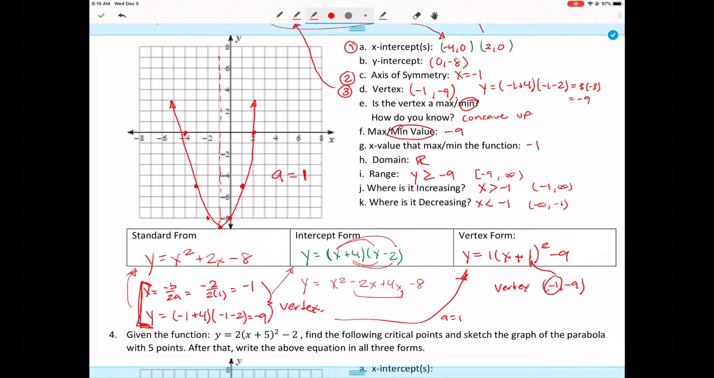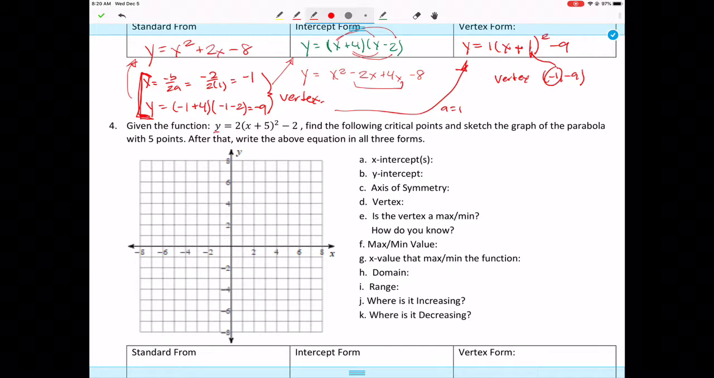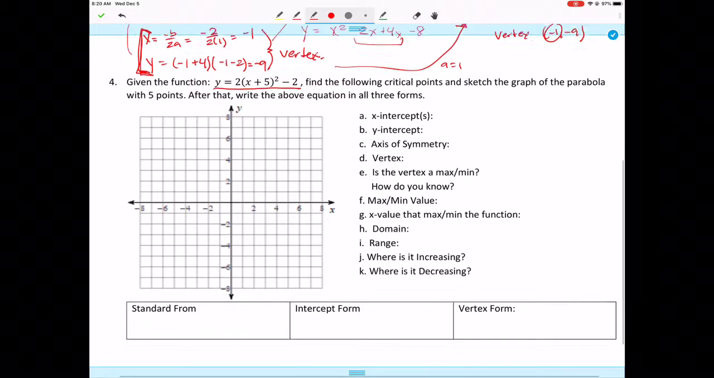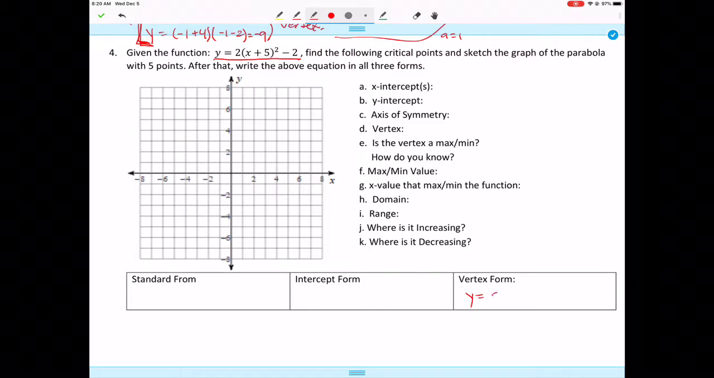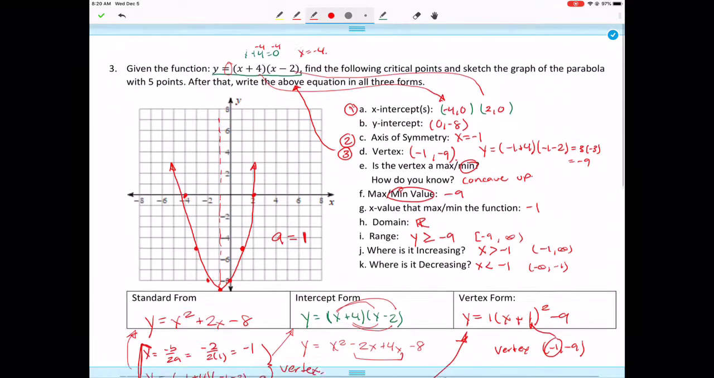Okay? All right, so number 4. What form is that equation in? That is in vertex form. So we'd write y equals 2 times x plus 5 squared minus 2. Okay? If you wanted to find standard form from there, you could distribute. So I'm just going to do that for you guys. Y equals 2 times x plus 5 times x plus 5, because what we have here, squared, is the same thing as this. Okay? Oops, my bad.